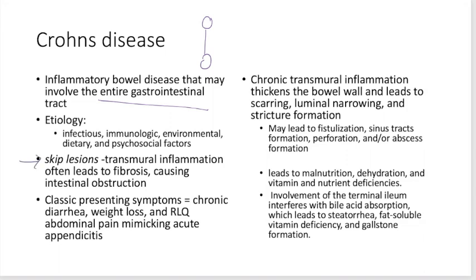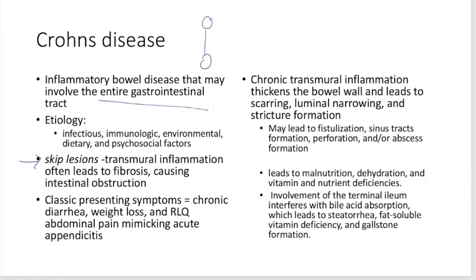Hallmark of this is that we have skip lesions, and these are transmural inflammatory areas that will lead to fibrosis, and then they could potentially cause an intestinal obstruction. Classic presentation for this is chronic diarrhea, weight loss, and right lower abdominal pain that mimics an acute appendicitis.